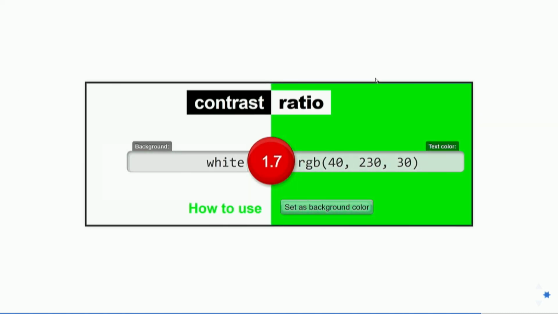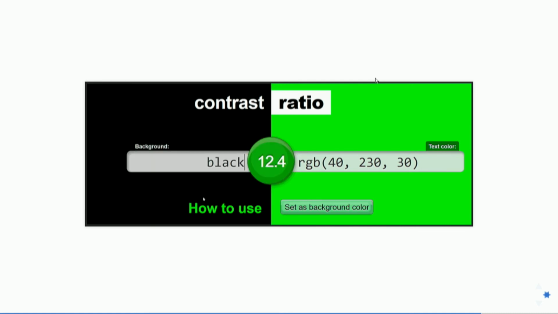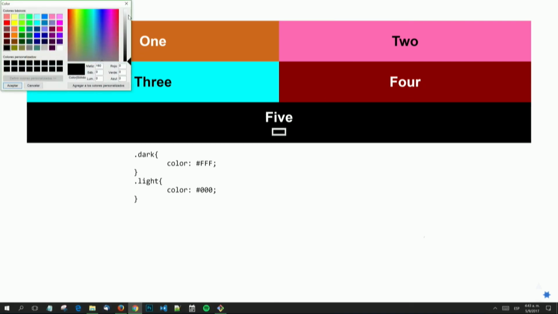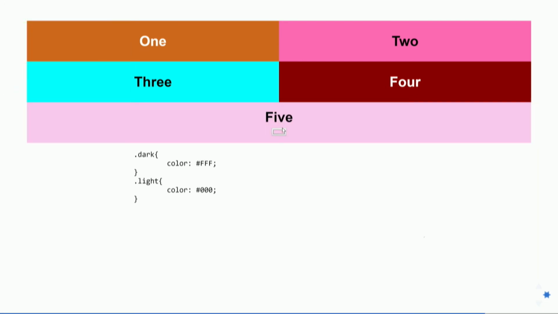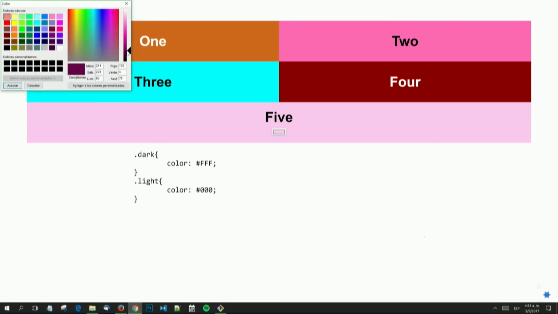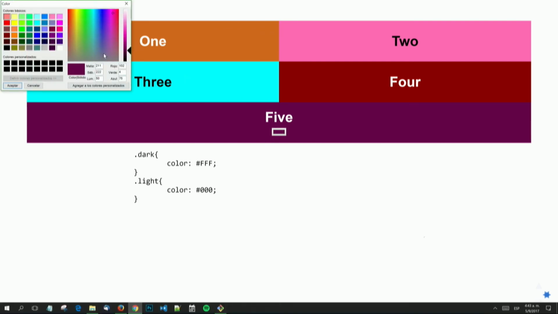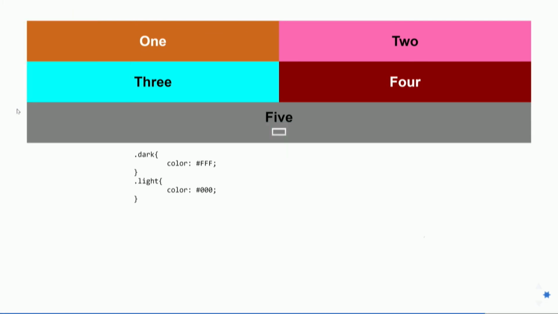So we can check it here. If you apply white, it's bad. If you apply black, it works. And you can try it again in multiple different colors, and it seems to work. If I pick a really light shade, I will get black text. If I pick a really dark one, I will get white text. The problem is when I end up picking colors in the middle, like this. It is okay.